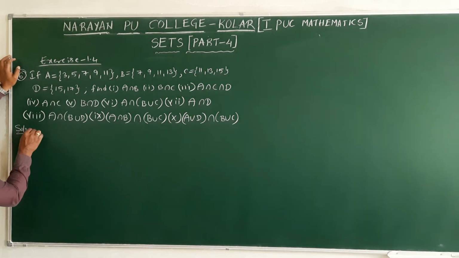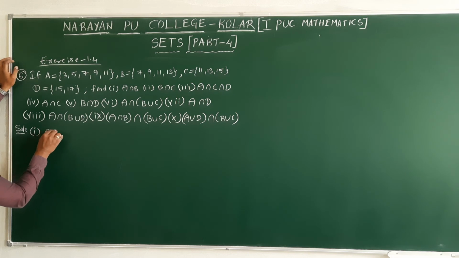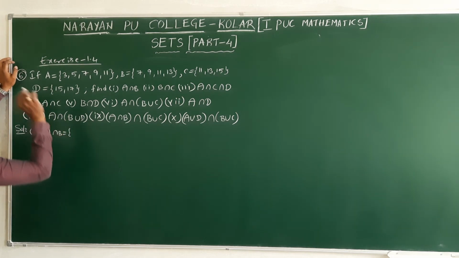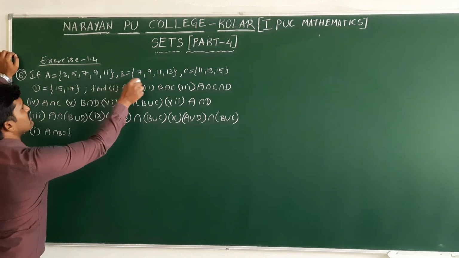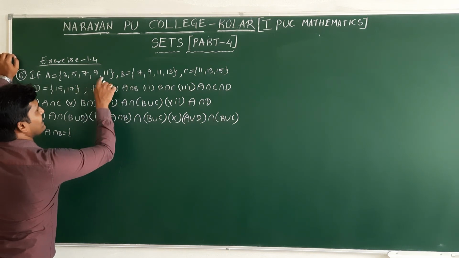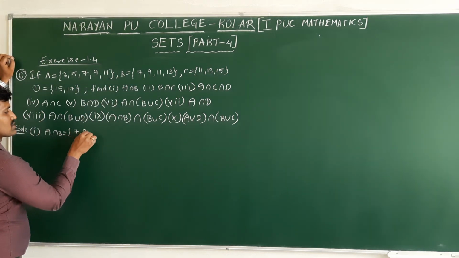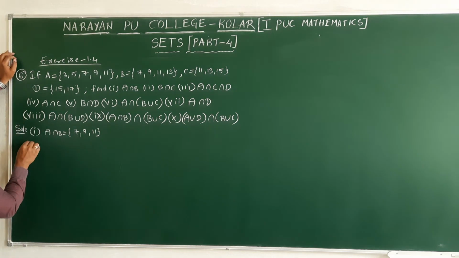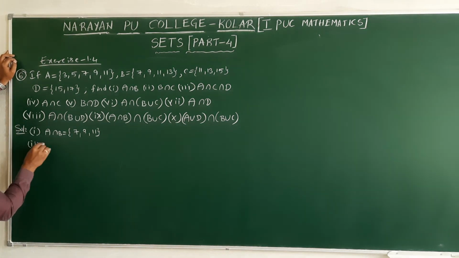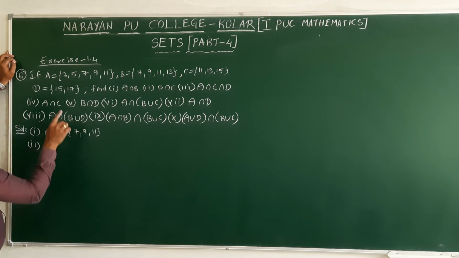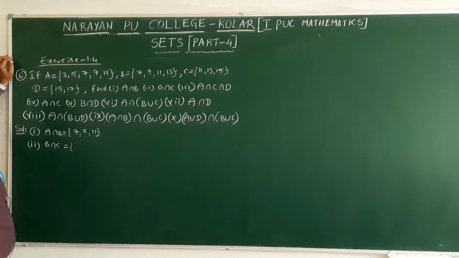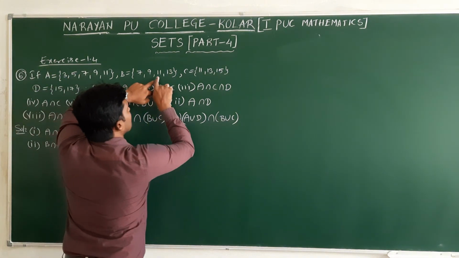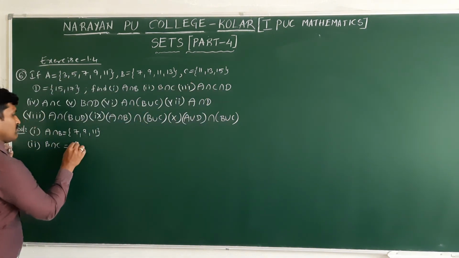Now first question, A intersection B. What is intersection operation? The common elements between the two sets generally. So A and B, any common elements are there? Yes, 7, 9, 11. Only those common elements we need to take for intersection. Second one, what is second question? B intersection C. B and C having any common elements? Yes, 11 and 13.